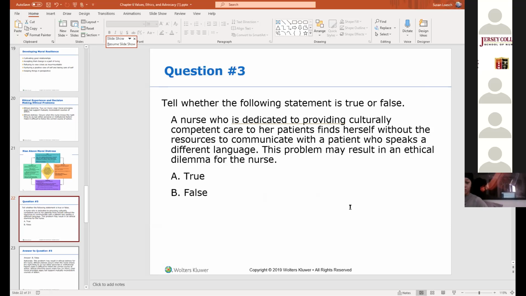I kind of feel like it's true because she knows probably that she has to have a translator, right? If she doesn't have one, is that what it's asking? Well, she would have to have a translator if she can't communicate, right? Yeah. And if she's dedicated to providing culturally competent care, it's going to be an issue if she can't communicate with that patient, because how can you provide culturally competent care if you can't communicate? But let's see what the author says.